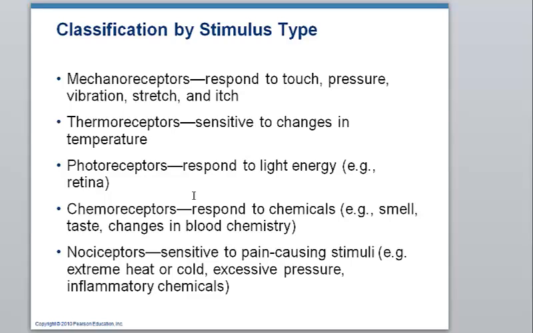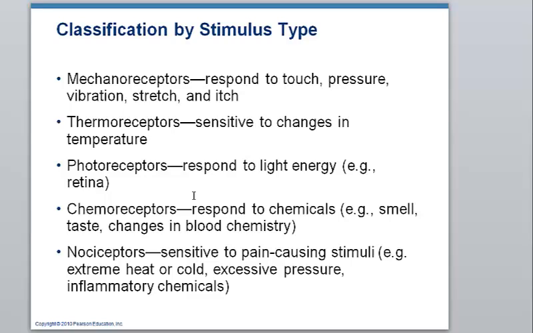So if the stimulus is touch, pressure, vibration, stretch, or itch, it's called mechanoreceptors. If those are the stimuli that make that receptor react, then it's called mechanoreceptors. If it is temperature, then it's thermoreceptors. If it is light energy in your retina, it's photoreceptors. If it is chemical, any kind of chemicals, then it is chemoreceptors. Those are your taste, smell, and the ones on your blood vessel walls that detect your blood chemistry.